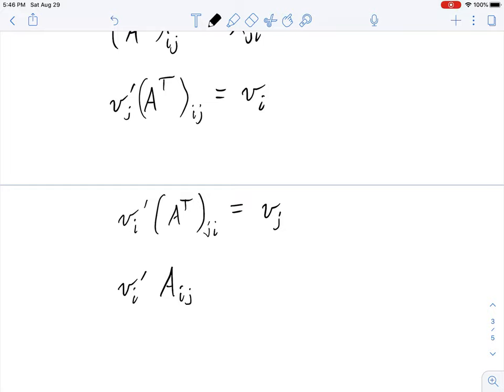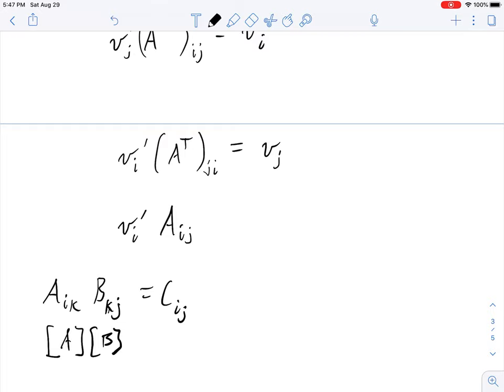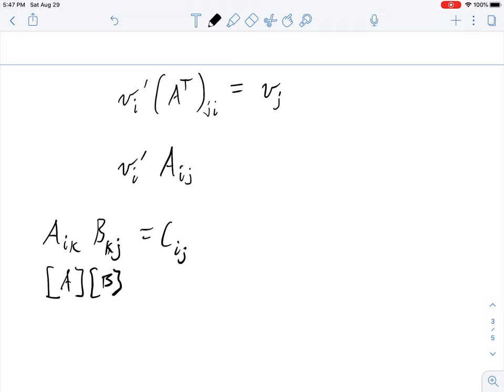Okay, so if we think of the way that you multiply matrices together, then your normal matrix multiplication, if you had A_IK times B_KJ is equal to C_IJ. So the one where the repeated index is the second entry would be your normal, like, left multiplying matrix, and the one where the repeated index is your first entry would be the one that's going to look like that.